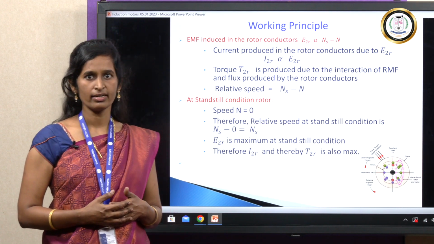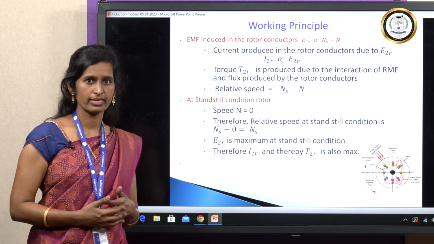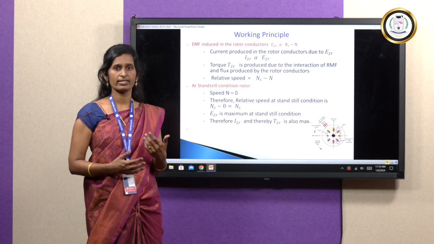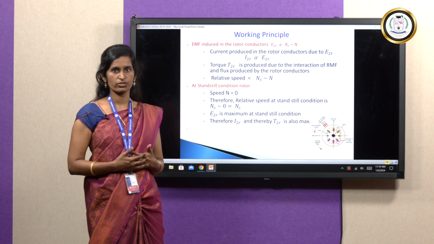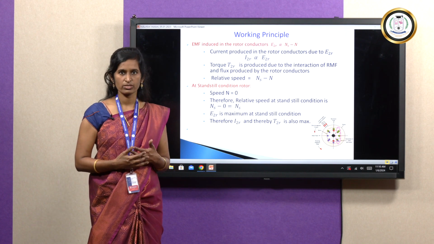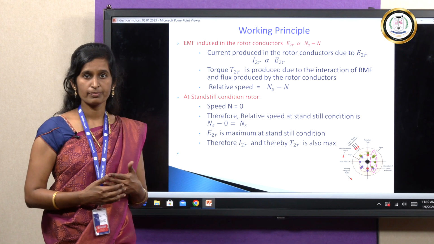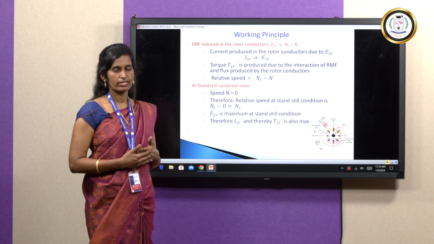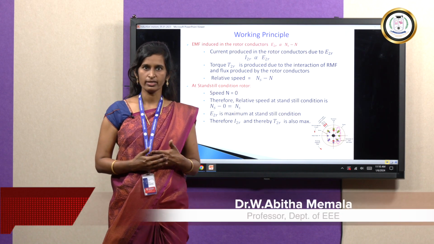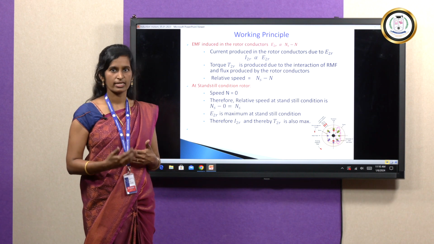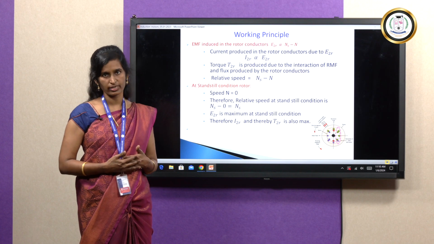How is this torque created? When the current flows through the rotor conductors, flux is created. We have the rotor flux and the stator flux. These two fluxes interact with each other, torque is created, and thereby the induction motor tries to rotate. So this is how the torque is developed in the rotor. The torque is directly proportional to I2R, which is directly proportional to E2R, and therefore the torque is directly proportional to the EMF induced on the rotor conductors.